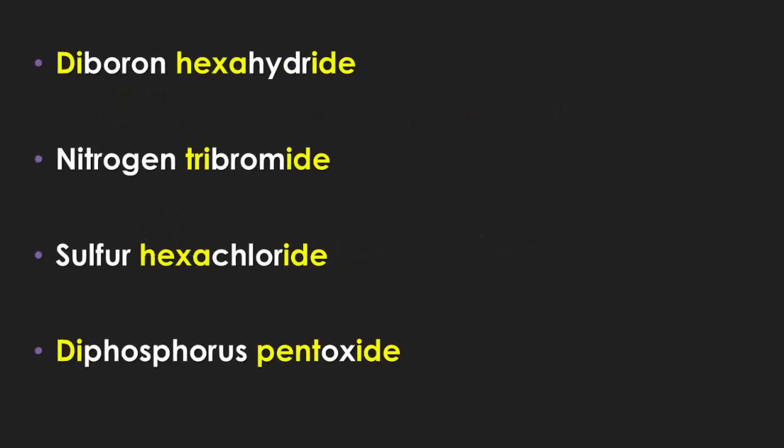So here are 4 more examples we want you guys to do, and I specifically color-coded them to help you guys out. So remember, the prefix is talking about that element specifically. There is no crisscross method. So in the first one, you have diboron hexahydride. That's between boron and hydrogen. So di means 2, hexa means 6, so your formula is B2H6.